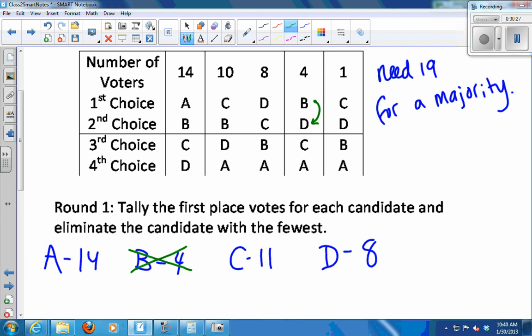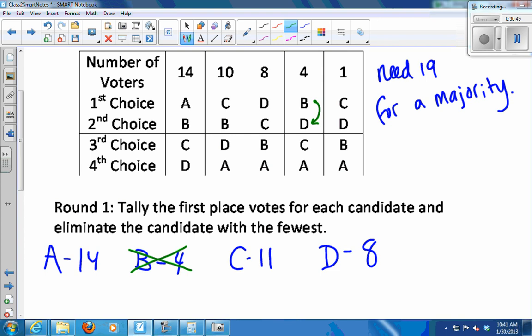So we get rid of it. Do you understand? We get rid of B, right? Because they have the fewest first place votes. So I added up the first place votes. So A got 14. B has 4 first place votes. C has these 10 plus 1, so C has 11. And D has 8 first place votes. Okay.